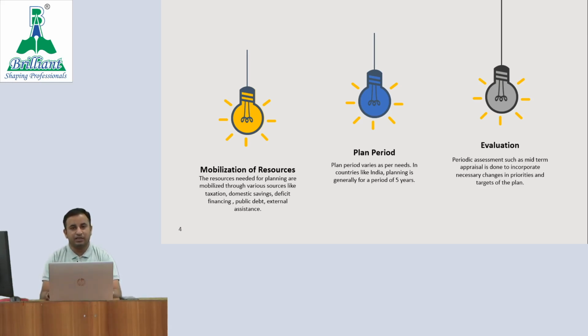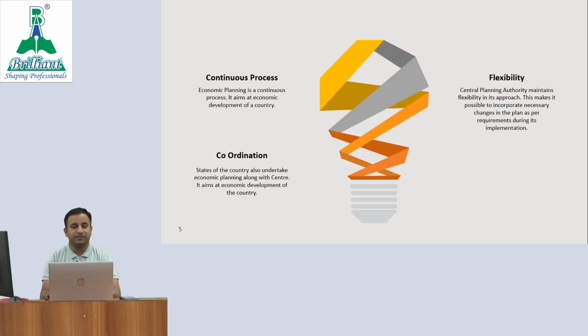Plan period is again an important feature of economic planning. Plan period varies as per the needs. In countries like India, planning is generally for a period of 5 years. Evaluation is also an integral part of the features of economic planning. Periodic assessment such as midterm appraisal is done to incorporate necessary changes in priorities and targets of the plan. Whatever plan has been set is evaluated at the end of the planning period, and suitable steps are undertaken to make improvements. Planning is not a one-day process, it is a continuous process, and it aims at the economic development of a country.